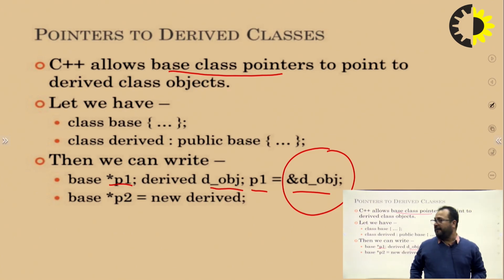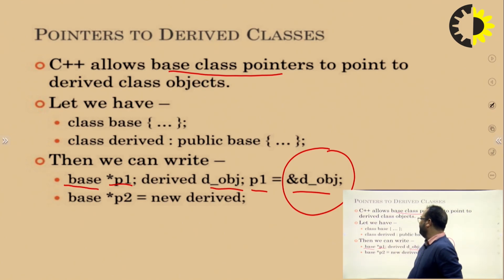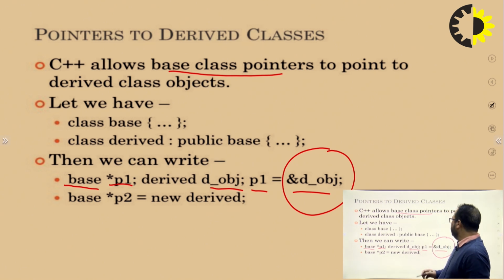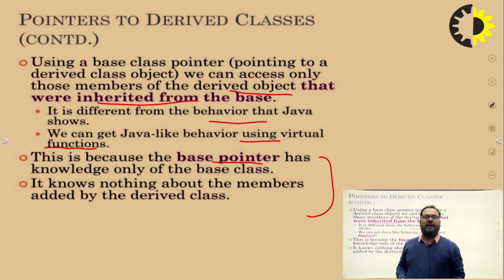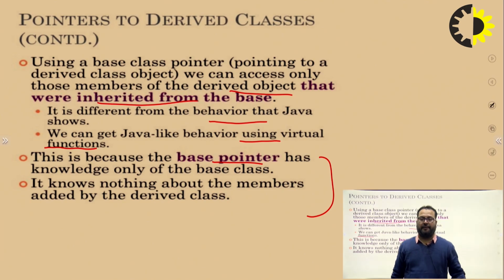For example, suppose this is a base class and we create a pointer to the base class. This pointer P1, which is a pointer to a base class, could store the address of a derived class object also. The important thing is that if we access through the base class pointer, only the members which are inherited from the base class could be accessed by using the base class pointer.